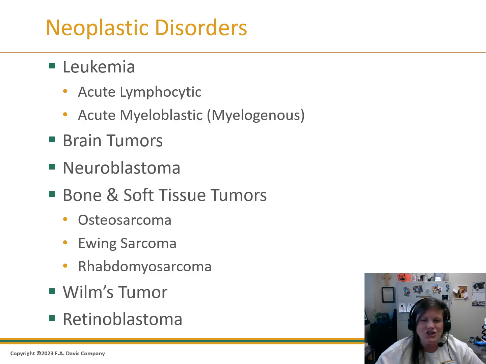Okay. In childhood, the types of cancers that are most common are ones that affect the blood and lymph system. So we're going to be looking at those, as well as what is considered the second most common, which for children would be brain tumors.